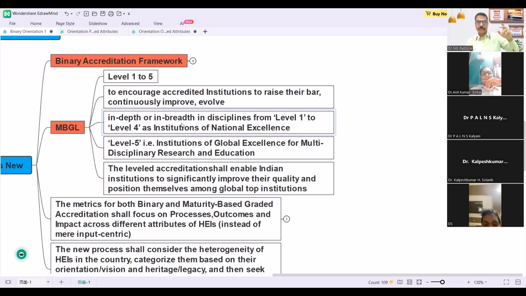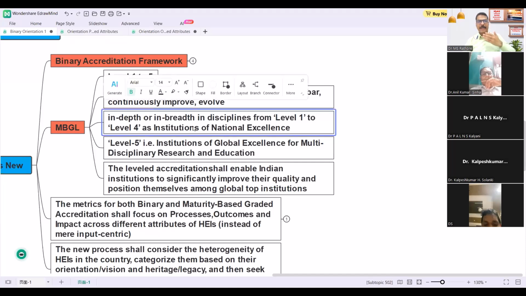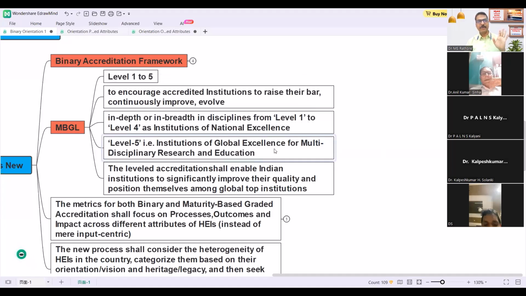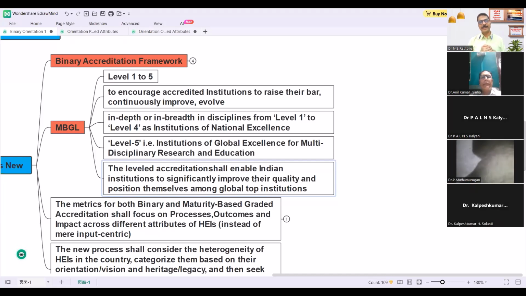So there will be levels 1, 2, 3, and 4, as institutions of national excellence. This was the aim. And level 5 would be the topmost level. In this level, what is intended is to make that institution one of global excellence, for multidisciplinary research and education recognized institutes. So the leveled accreditation shall enable the Indian institutions to significantly improve their quality and position themselves among the global top institutions.